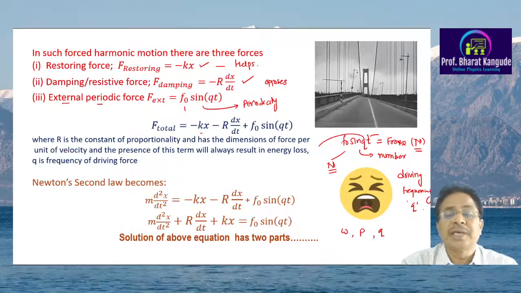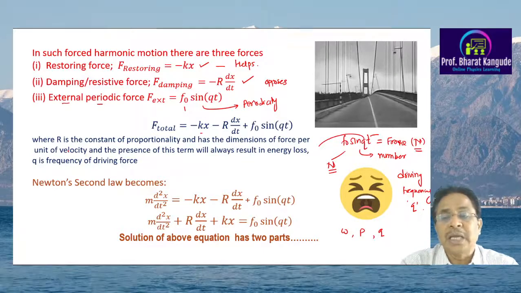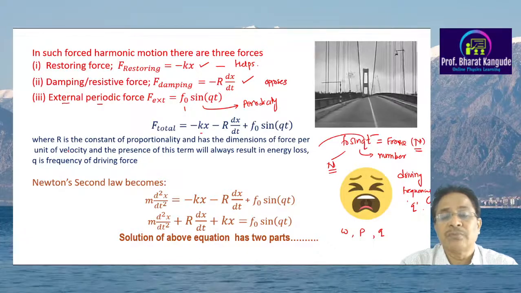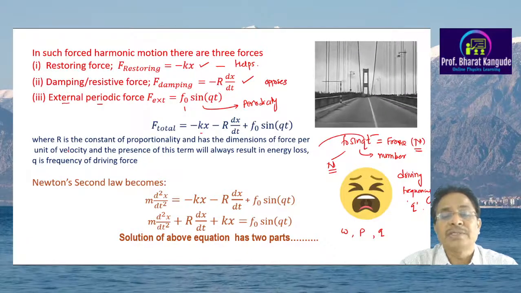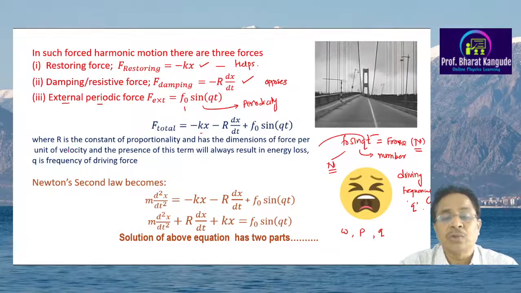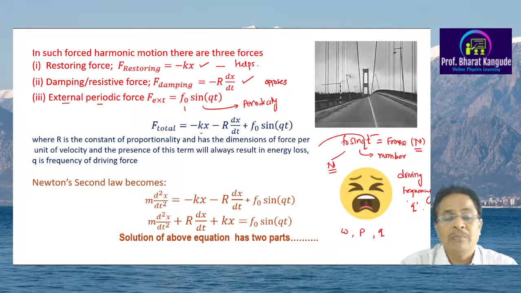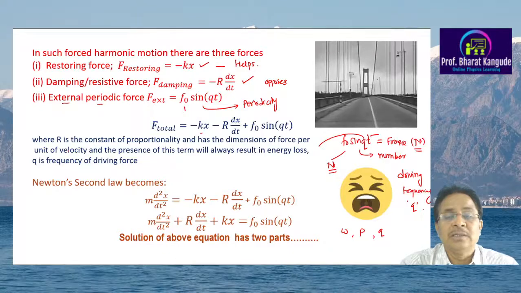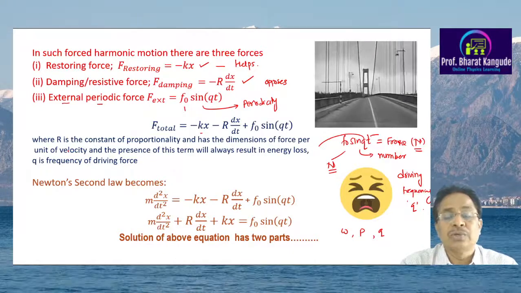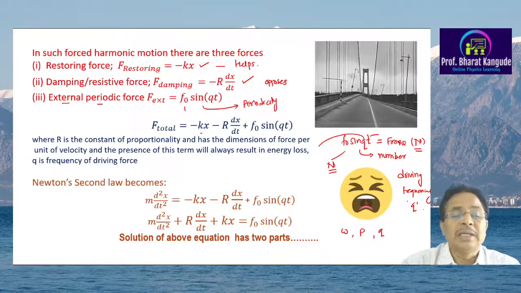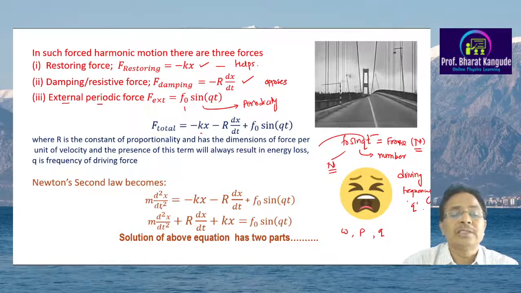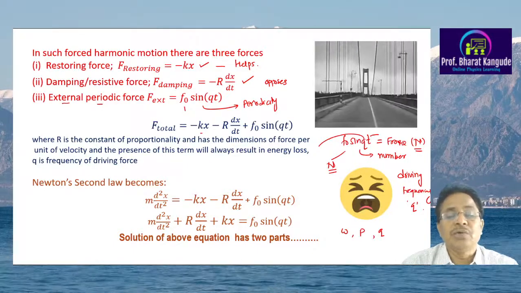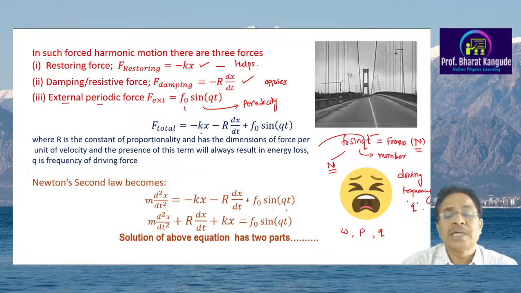F0 sin qt is the external periodic force, where F0 is the magnitude of this external periodic force, and q is the frequency of this external periodic force, which is known to us. Now if we go for Newton's second law of motion, then I get m d square x upon dt square equals minus kx, minus r into dx by dt, plus F0 sin qt.